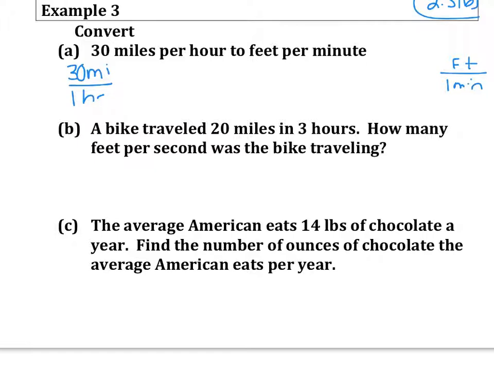I also want to point out that this now has two different units. So we have one in the top and one in the bottom. So I have two different things I'm going to convert. The first conversion I'm going to do is from miles to feet. So I know if I want to cancel miles, I would need miles in the denominator and I would need feet in the numerator. So the way that these two relate is in 1 mile, there are 5,280 feet.